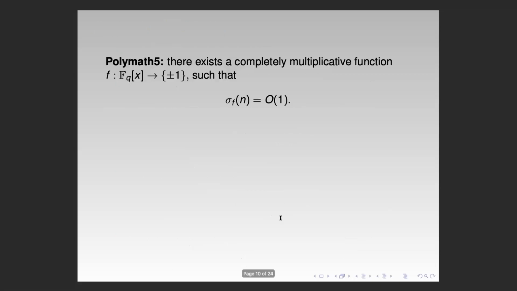And what is interesting here is that already in the Polymath 5 project, the people that were there actually noticed that there exist completely multiplicative functions for which these partial sums defined in this way are actually bounded.